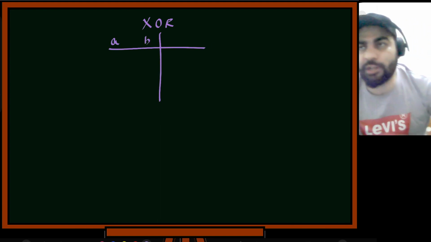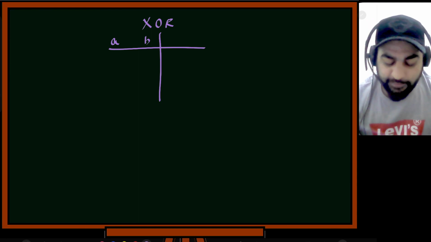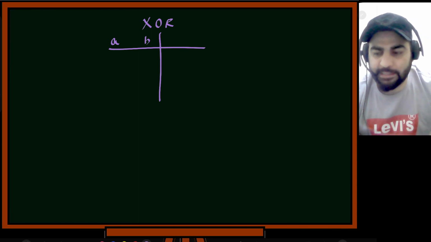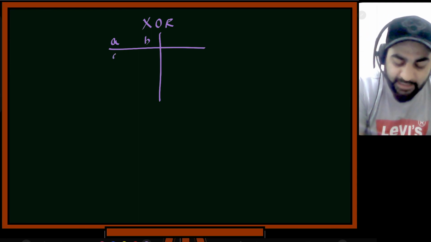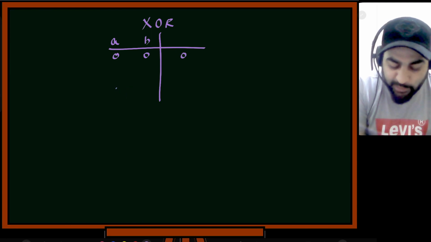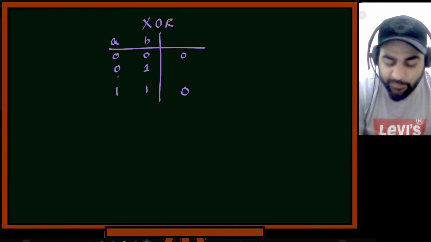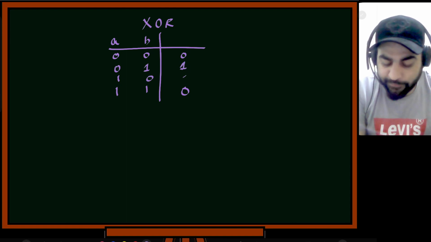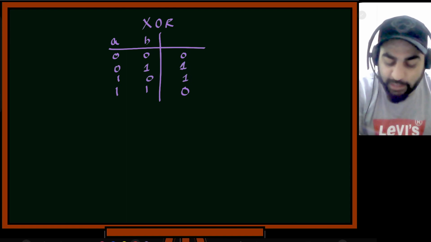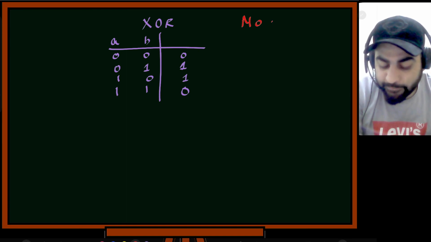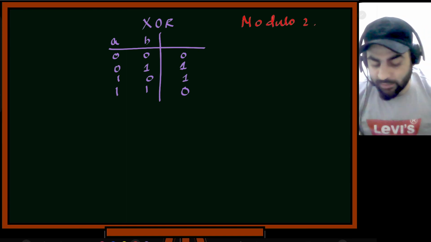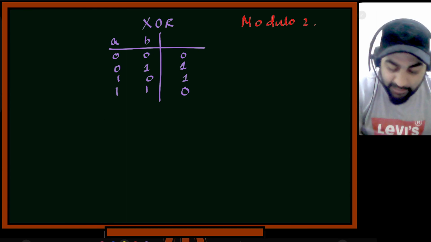Exclusive OR says that if the two bits are dissimilar, then the output will be 1. For example, if it is 0 0, it will be 0. If it's 1 1, it will be 0. But if they are dissimilar, like 0 1 and 1 0, this will be 1. XOR is also called the modulo 2 gate. What is the meaning of that? Let's suppose I now have 3 bits A B C.